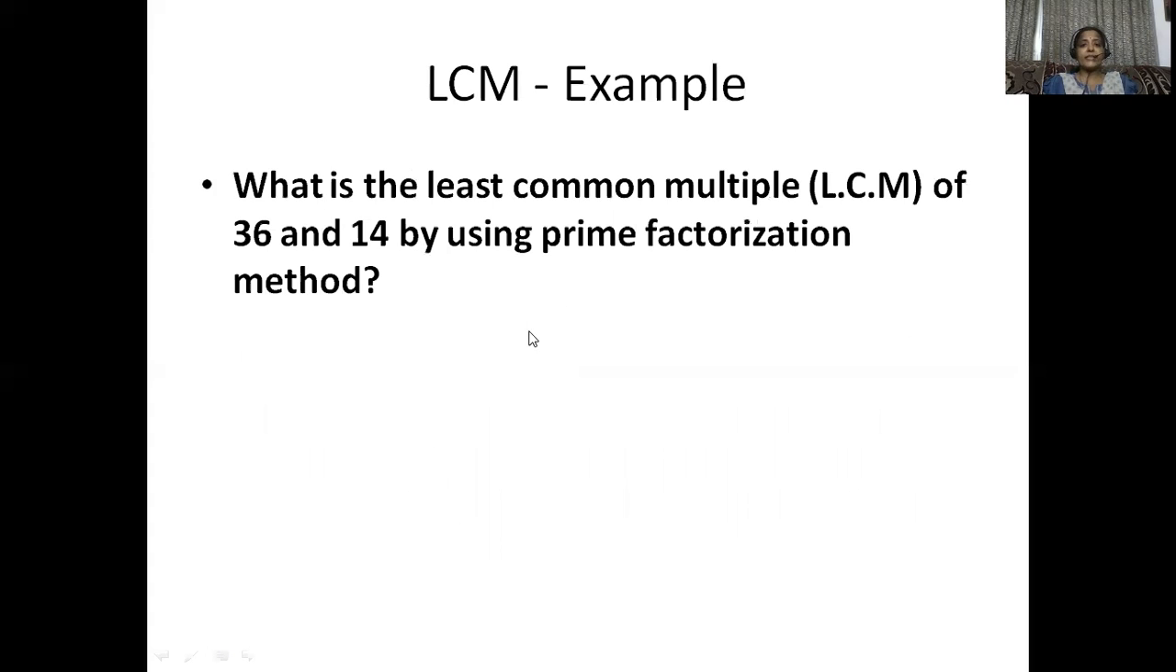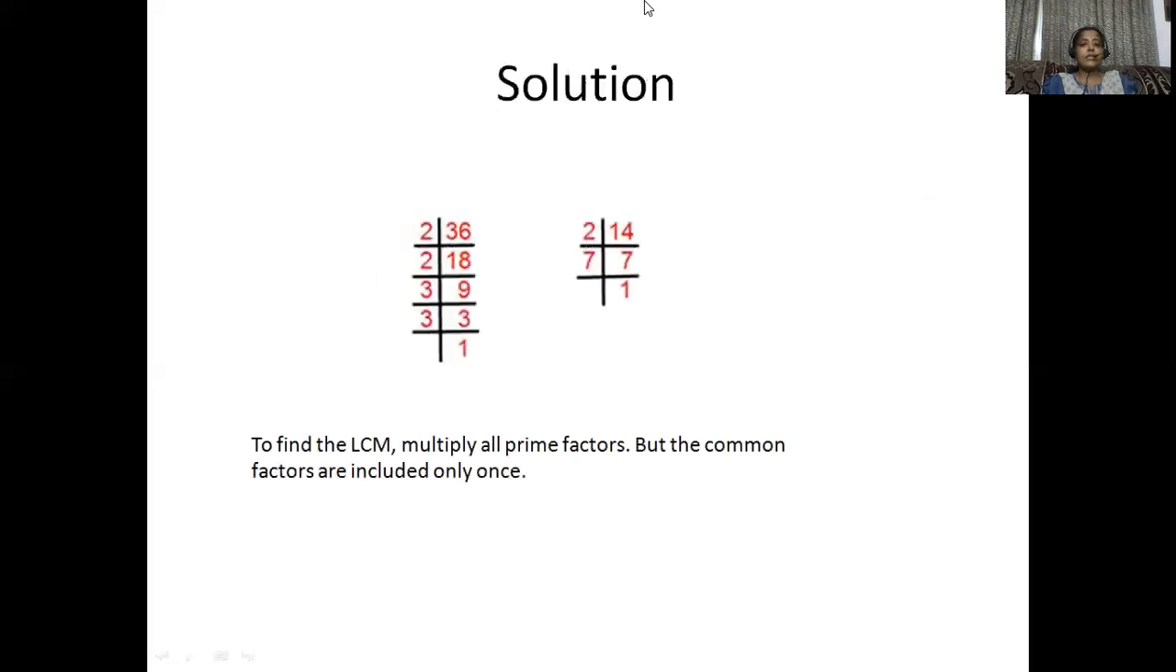I will explain with an example. What is the LCM of 36 and 14 by using prime factorization? How to find this? Let's see. So 36, first you divide it. 36 divided by 2 is 18. 18 divided by 2, 9. 9 divided by 3 is 3. 3 divided by 3 is 1. You cannot divide 1 further. Now 14. 2 sevens are 14. 7 divided by 7 is 1.